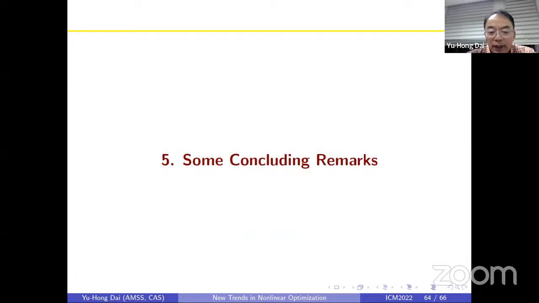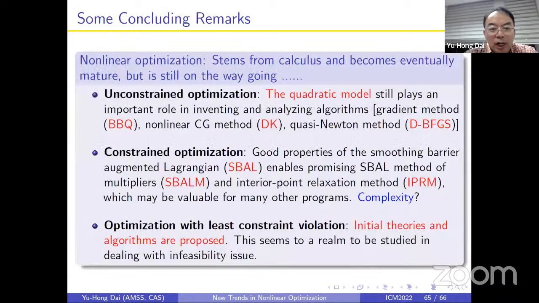So finally, I would like to address some concluding remarks. As you see, nonlinear optimization started from calculus and became a major field since the proposition of the KKT condition and mainly numerical methods, but it is still on the way. For unconstrained optimization, the quadratic model still plays a very important role.